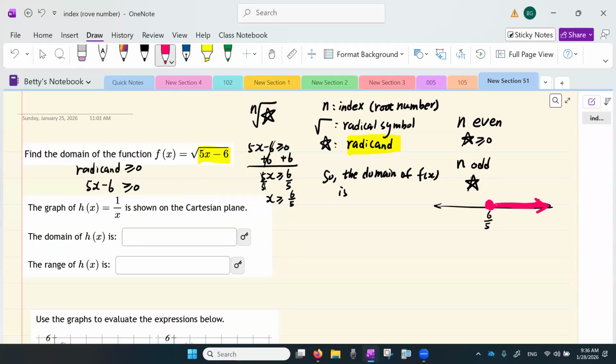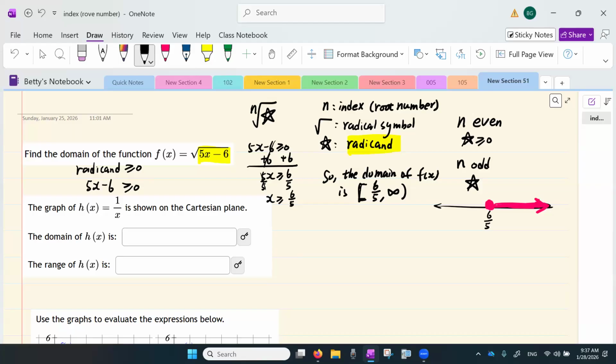As an interval, the domain is from 6 over 5 to infinity, right? As you can see, this piece has the left endpoint 6 over 5, right endpoint is positive infinity. We're going to have a left-handed bracket to frame 6 over 5 because 6 over 5 itself is in the domain, okay? And of course, we always use parentheses to frame infinity, all right? So this is how we find the domain for a radical function.